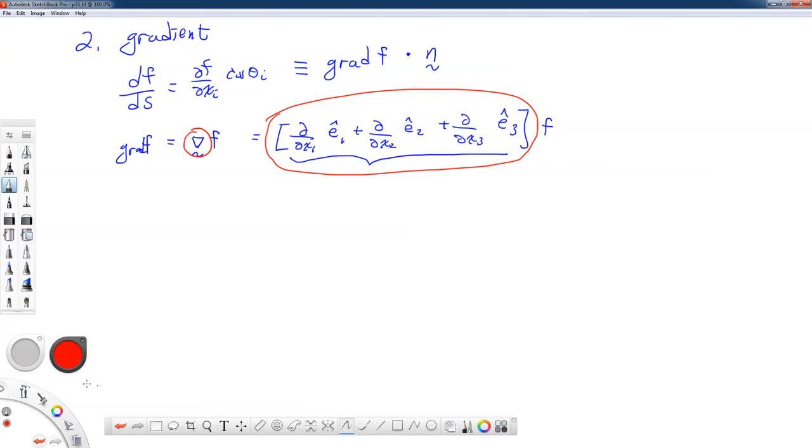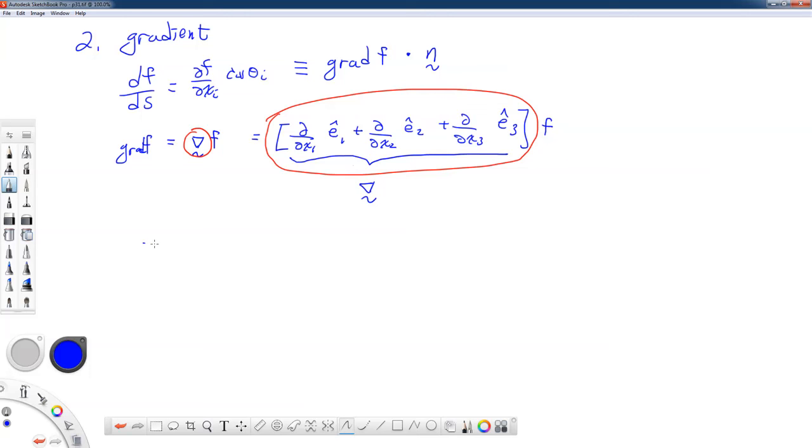Okay, so that term is what we call a linear operator. It's just sitting here waiting for a function f to be plugged into here, and then we can find a vector from our scalar point function. So del is something that turns a scalar point function into a particular kind of vector based on gradients.